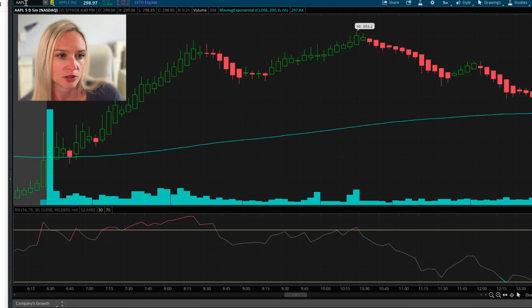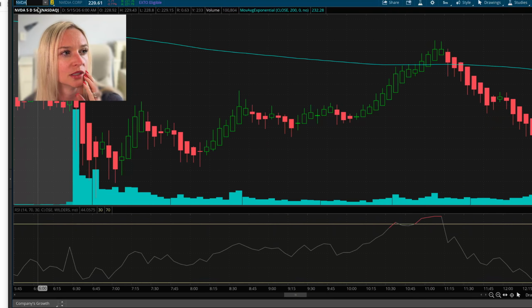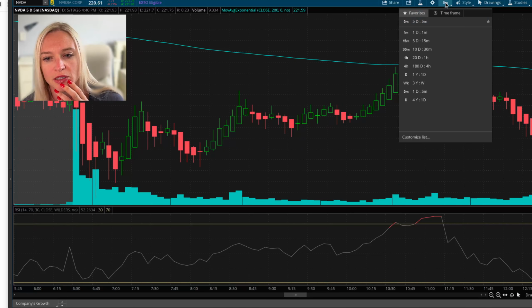All right, so let's look at an example of Nvidia. This is Nvidia, reporting tomorrow. Let's see. Okay, so let's go back the same way. Let's go back to the 4 hour, how we did before.